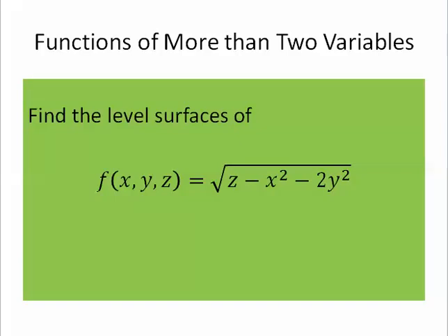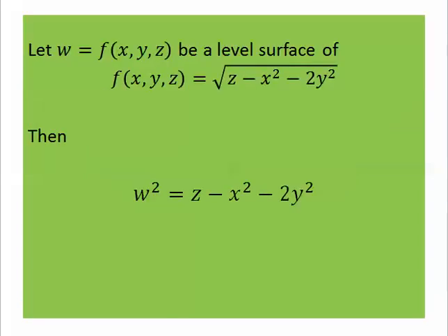We're going to end with this example. Let's find the level surfaces of this function. This function is of 3 variables, and so if I fix the function to a particular value, that will give me a level surface rather than a level curve. So let's fix f to be equal to w. W is a fixed value. It is a constant value, 1 or 0 or -1.